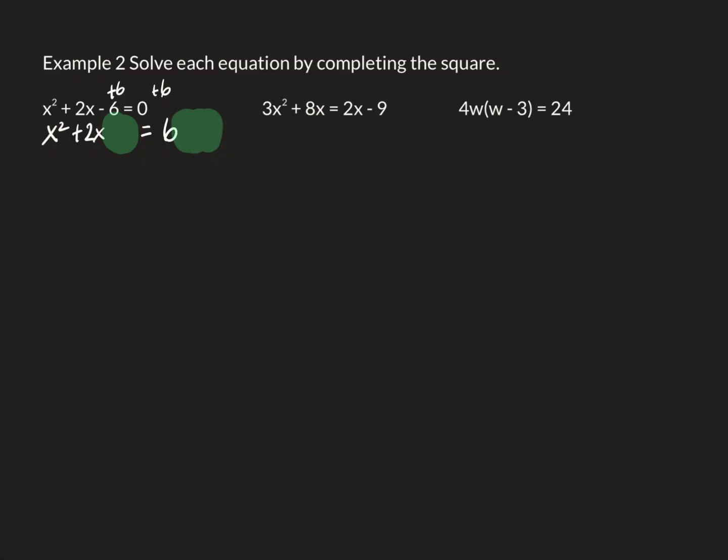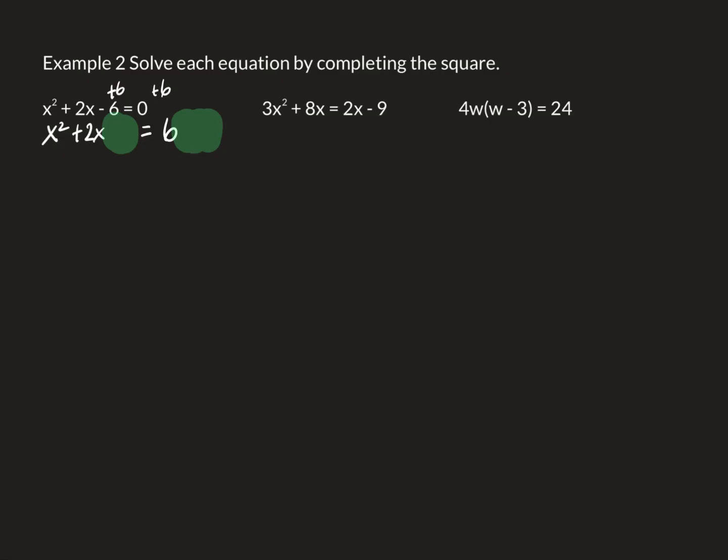Okay. Step 2. Make sure A, the coefficient of the quadratic term, is 1. So let's look at my A. Is this A value 1? Yes, it is. So I can carry on to step 3.